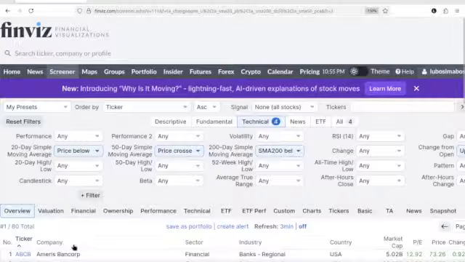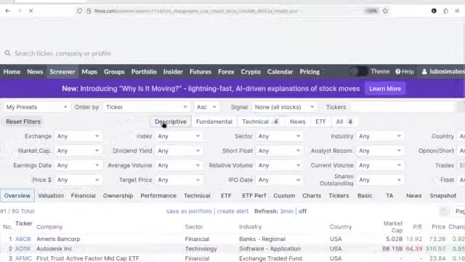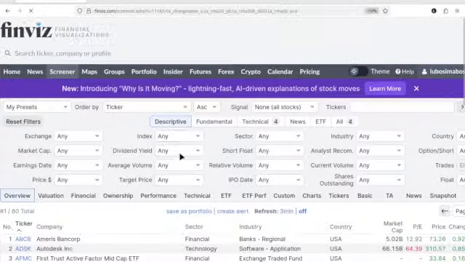Signed. All right, now let's dive into the descriptive. Before we use the candlestick pattern, I want us to dive into the index. So we'll say S&P 500.